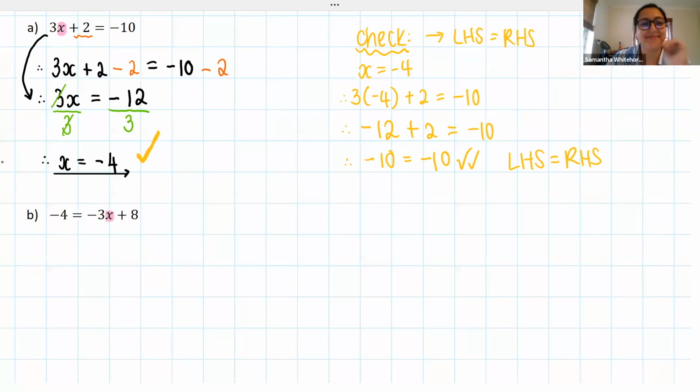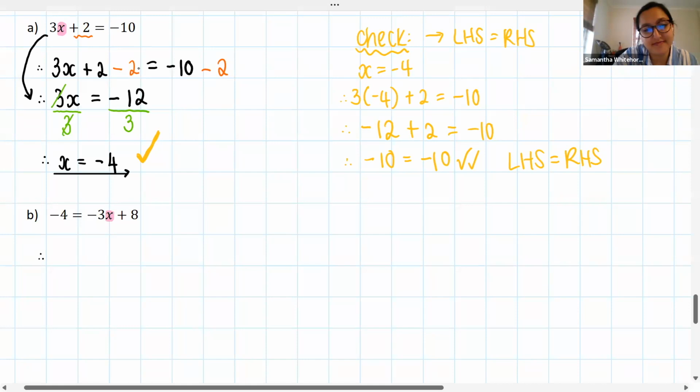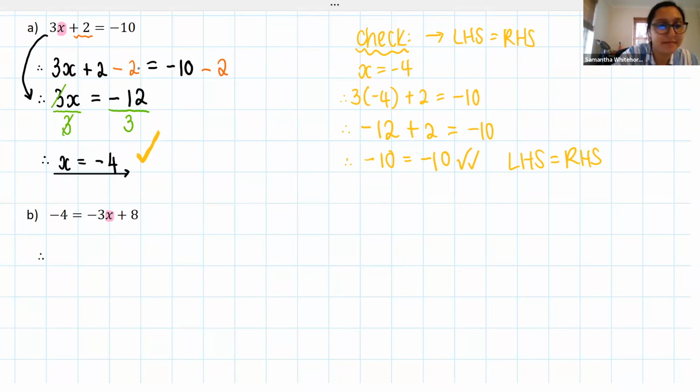Hi, ma'am. So first thing, you're going to take the negative 3x over the equality sign, which makes it negative 4 plus 3x, because when it goes over, it changes the sign. Equals 8. Then I think you're going to take -4 over the equality sign again, which makes it 3x equals 8 minus, minus 4, plus 4. Good, well done. And then 8 plus 4 is 12.